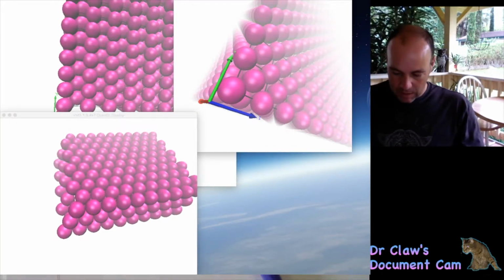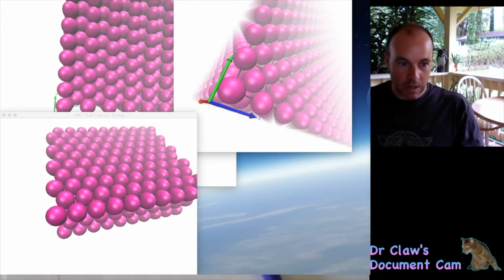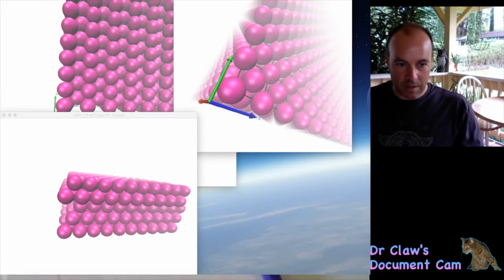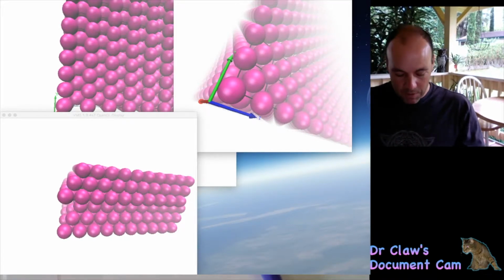And you can keep on doing this. The fourth layer is actually directly over the first layer, and the fifth layer is directly over the second layer, and then the sixth layer is directly over the third layer. And you can keep on going up. You know, you can get 10 layers thick if you want.